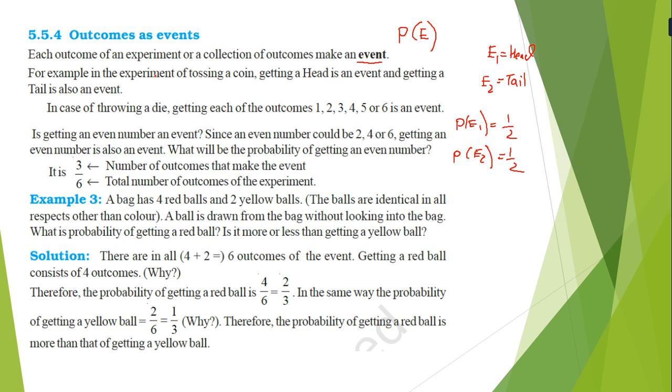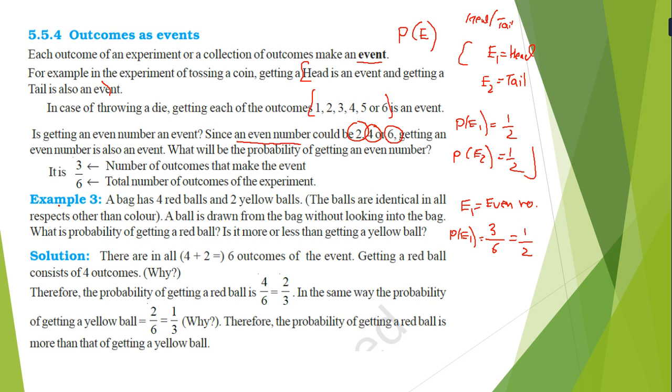Now that is for head and tail. Now we go for dice. So in dice how many numbers are there? 6. Now the question is even number. So how many even numbers are there? 2, 4 and 6. So I have to write P(E1) is equal to even number. How many even numbers are there? 3. So 3 by 6, that is 1 by 2.